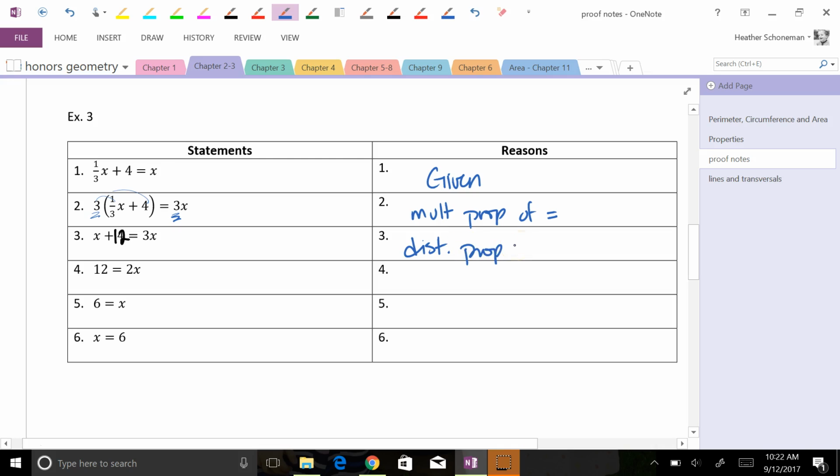Okay. And it looks like they subtracted x from both sides, so that's the subtraction property of equality. And then they divided by 2, the division property of equality. But now notice something over here.